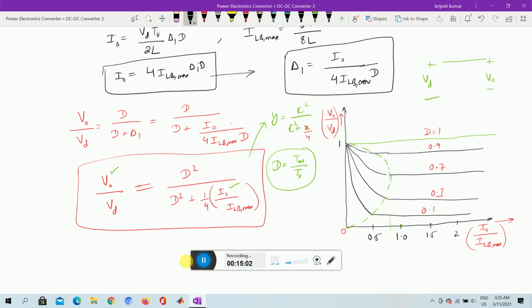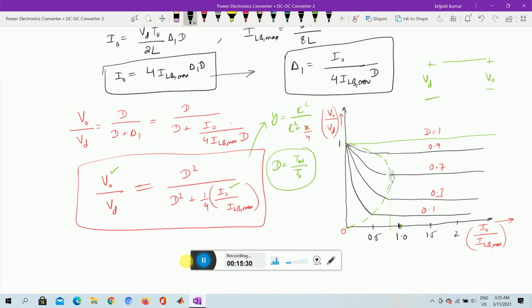That means if I0 is exceeding the value of I_LB max, it is in continuous mode, and this will be just touching a maximum of 1. So if it is below the I_LB max, that is 1 per unit, in terms of per unit it is 1. If it is below 1, then it is discontinuous.